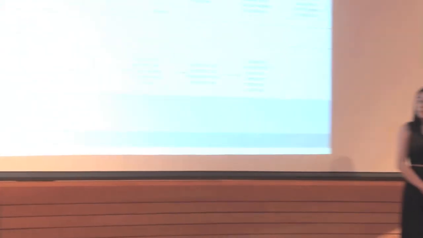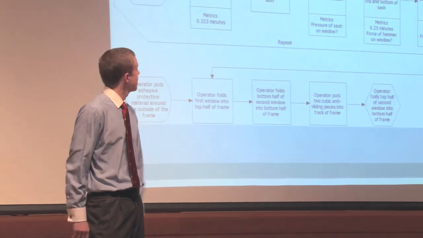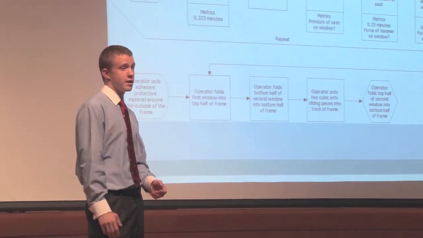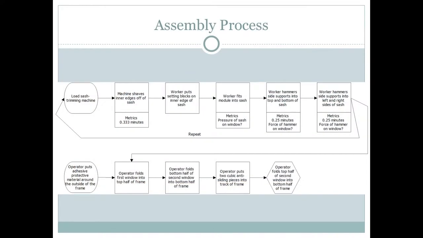The last step we focus on is the assembly of the actual window. Once the glass module is completed, operators will take the module and put it into a sash, which helps to remove pressure on the window when it's actually in use. Then the operators will take two sashes and fit them into a frame. One sash will go into the top half of the frame, the other sash into the bottom half of the frame. Once this is finished, you have one completed window module, which is ready for packaging and then shipment.